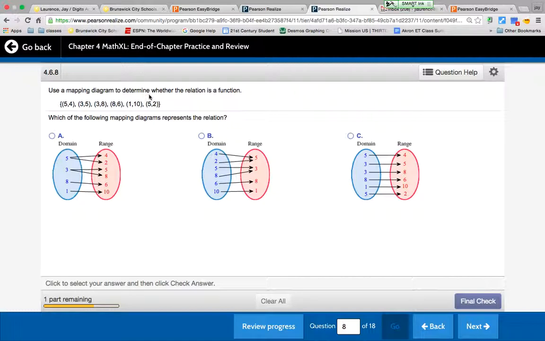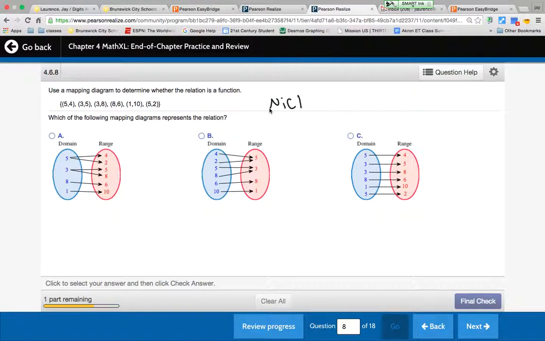Okay, so use a mapping diagram to determine whether the relation is a function. Okay, so where's 5 going? Only to 4. Is there any other 5s? Yep, 5's going to 2. Remember, the domain is like the people. So 5, I don't know, let's use Nick Olson. Nick, and the range, the Y values, are like restaurants. Since 5 is going to 4, Nick's going to Burger King.